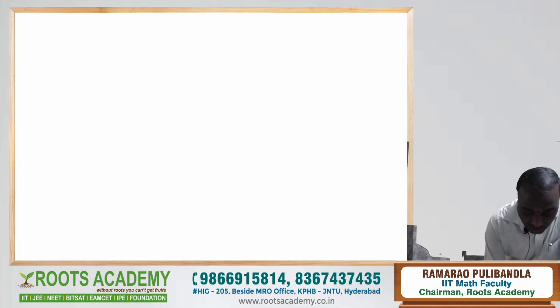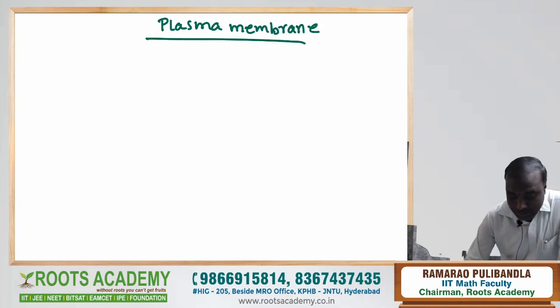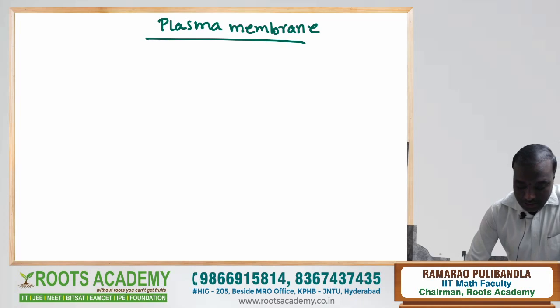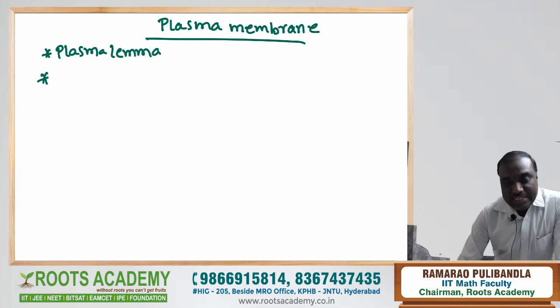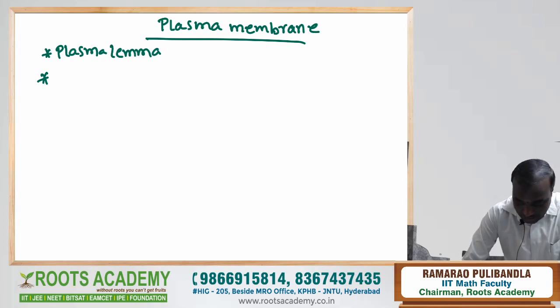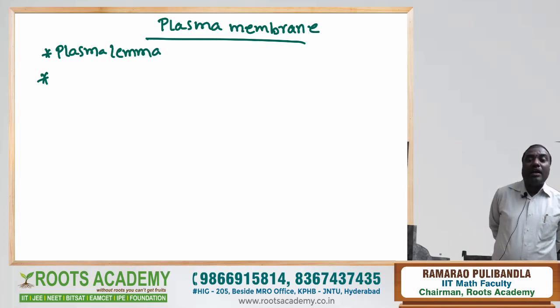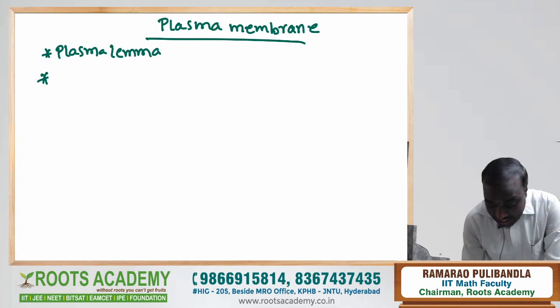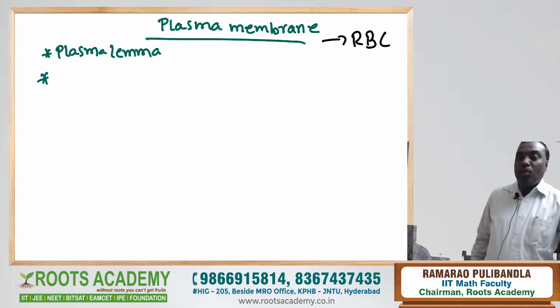Now we are going to discuss the plasma membrane. The plasma membrane is called plasma lemma, and it is a lipoproteinaceous membrane. It is a selectively or differentially permeable membrane. The studies on plasma membrane were first of all carried out on RBC of human beings.